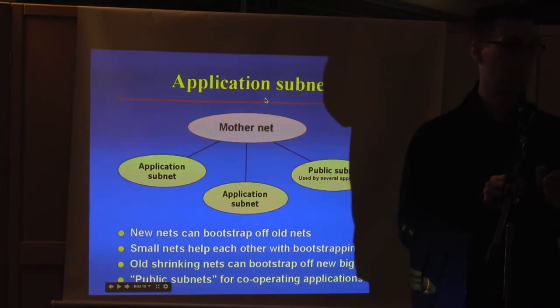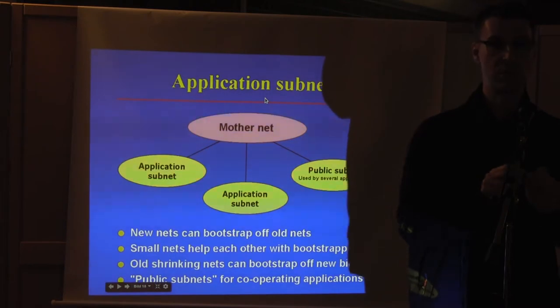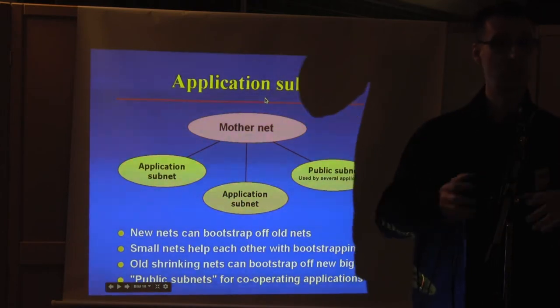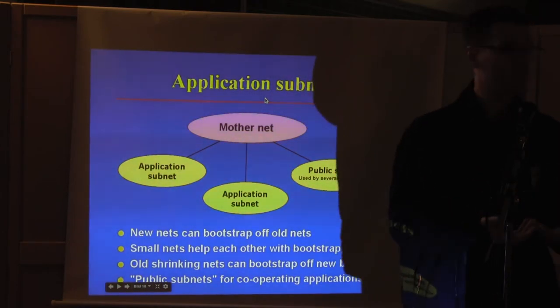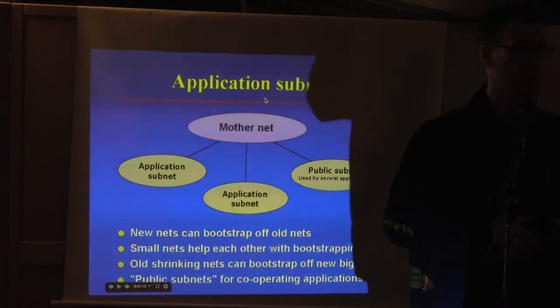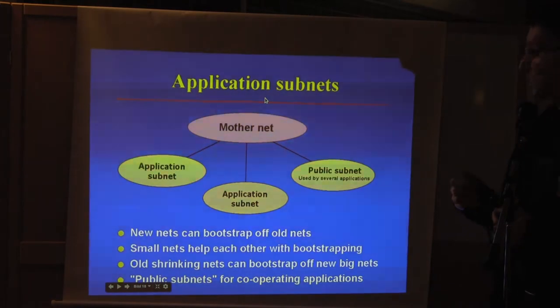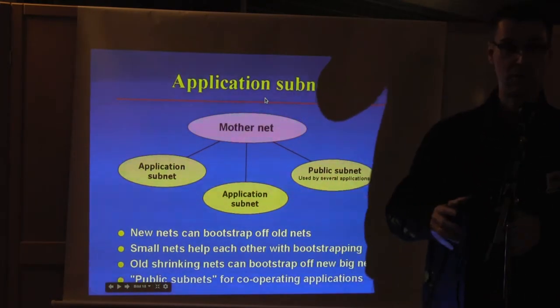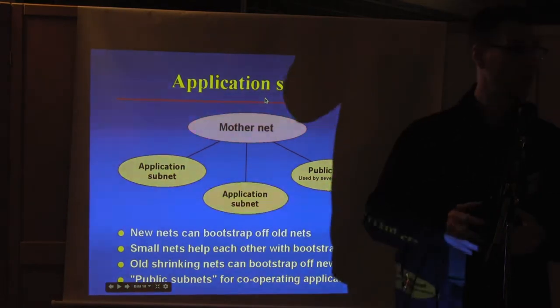So new networks that start, and existing small ones, can use a big network for some of those services. And when they get bigger themselves, they can help other small ones. And when they get old and shrink, they will again have the help of the other applications. So underneath MotherNet we have several different application subnets. And also, of course, if some applications are cooperating, they can have a public shared subnet where they work together.